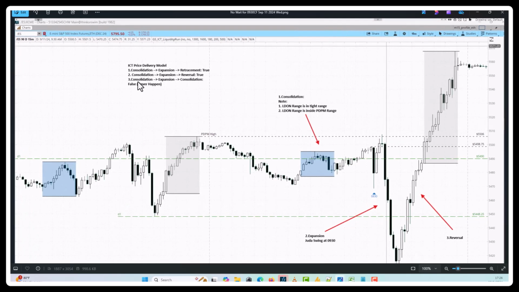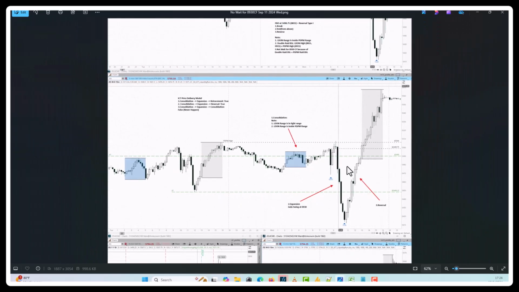So keep in mind that it never goes consolidation, expansion, and consolidation. So basically right here is already consolidation. It's going to be what? It's going to be expansion. It will not consolidate right here. What? It will retrace or reverse. There's no consolidation right here.